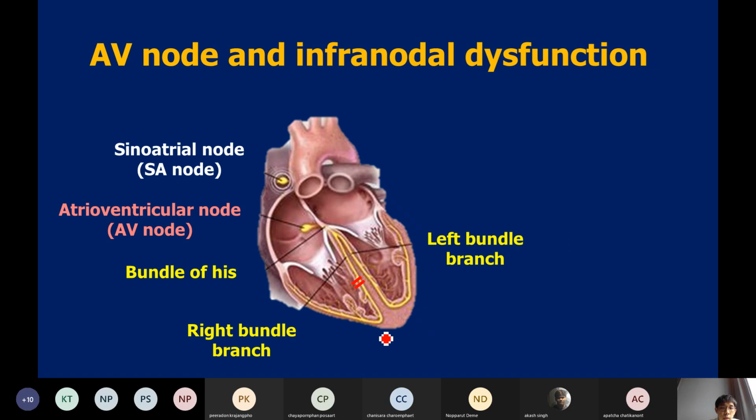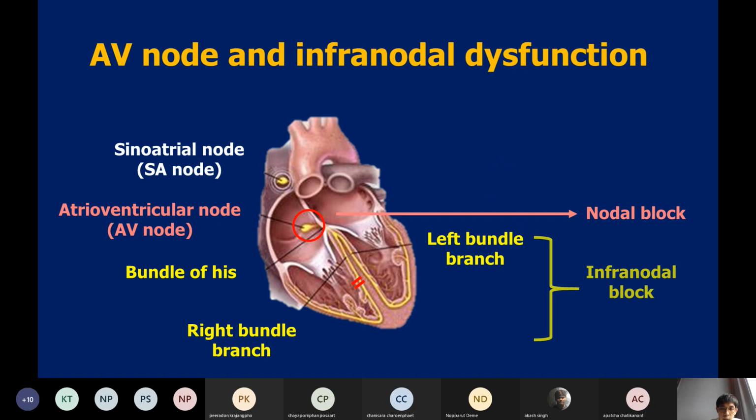So we move on to the infranodal dysfunction area. We talked about the nodal block from the first degree to the third degree. And now we are going to talk about the infranodal block, which is the block below the AV node. The block in the bundle of His, in the left bundle branch and the right bundle branch.